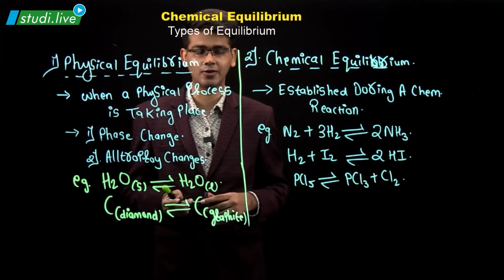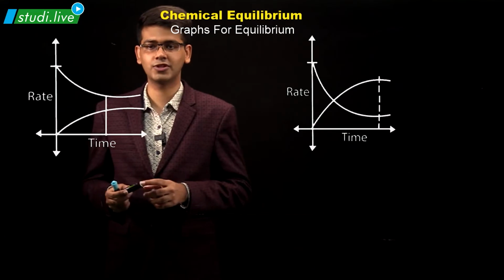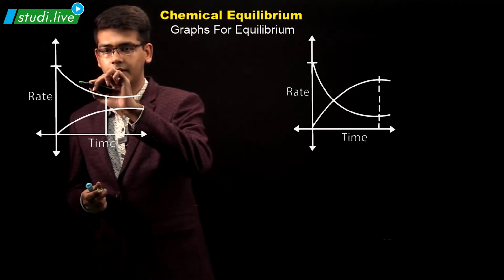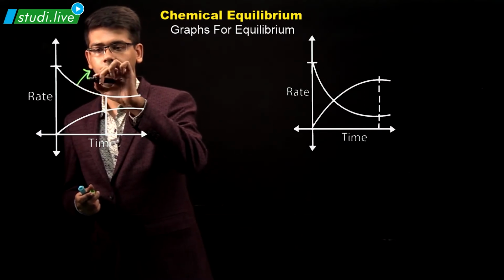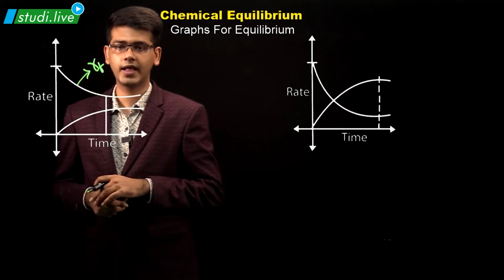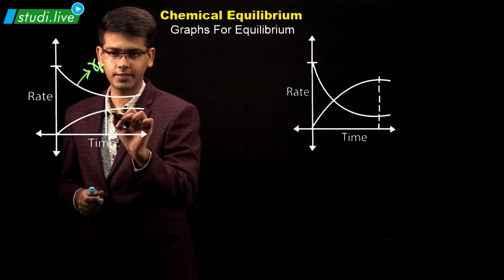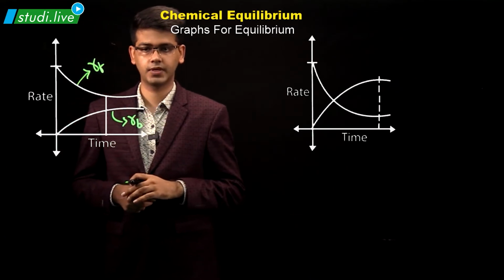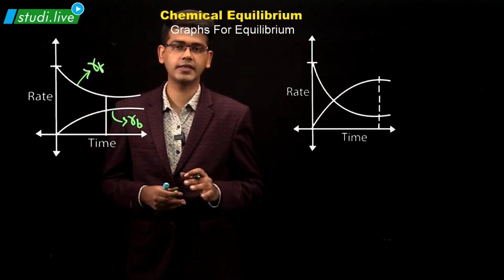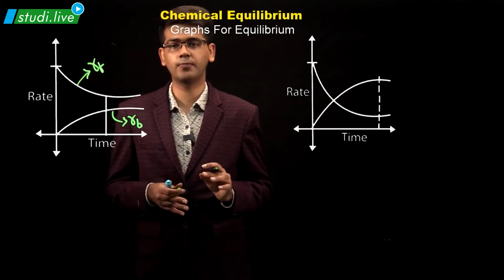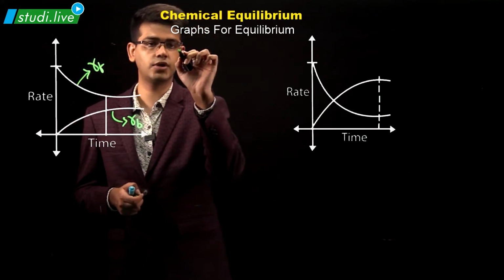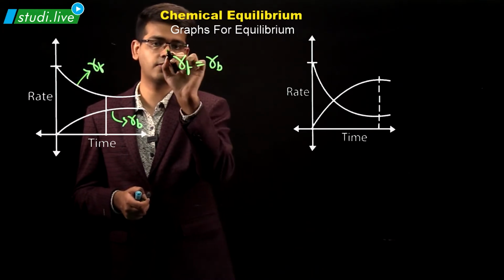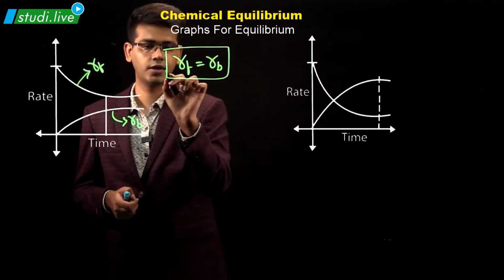Now, let's say we have this first graph which is plotted for rate versus time. This above line represents the graph for rate of forward reaction, and this bottom line represents graph for backward reaction. Now, in the previous video, we have learned that always at equilibrium point, one very important condition is seen, that is the condition is rate of forward reaction is always equal to rate of backward reaction. This is nothing but the condition for equilibrium.